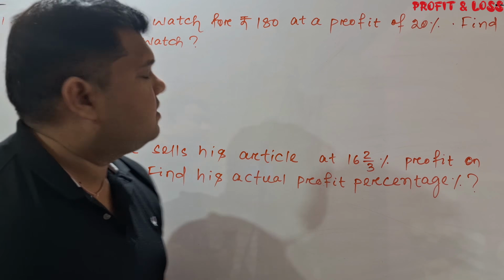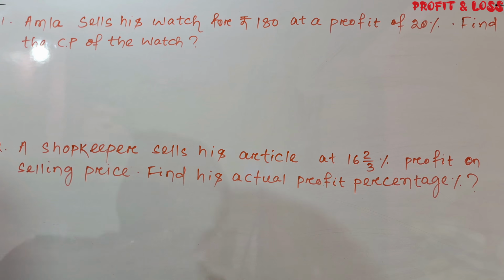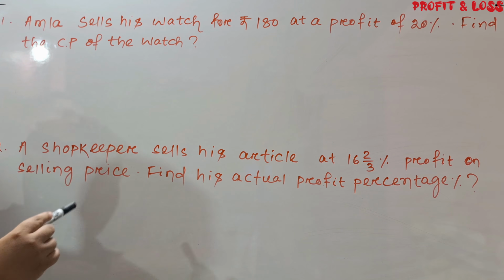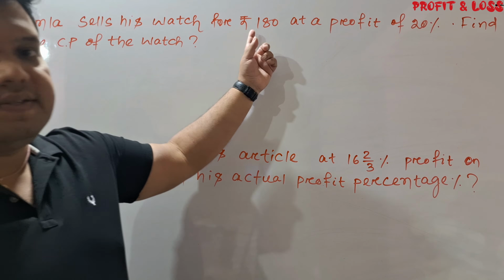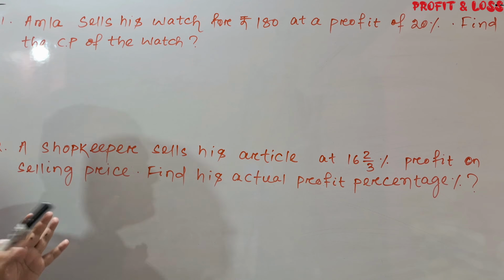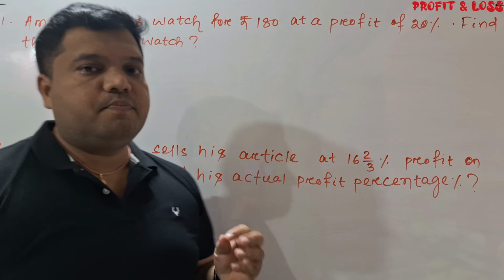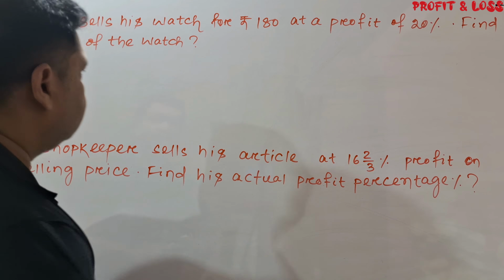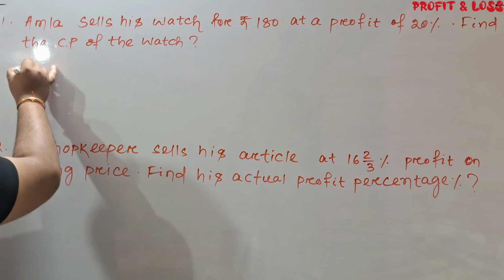Question number 1. In question number 1, it is given Amla sells his watch for rupees 180. Means selling price is given. Profit percentage given. Question is find the cost price. Very easy question. But here important is the thought process, how we handle it. All you know, profit percentage means what?